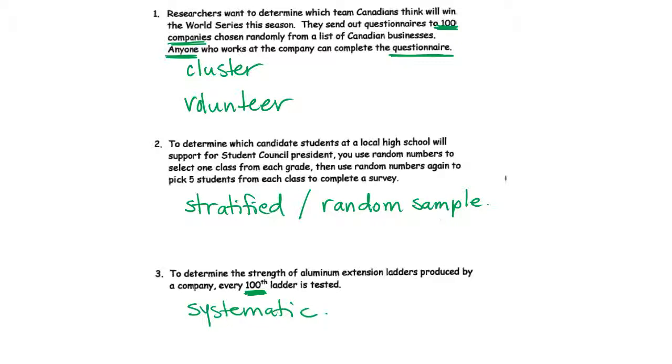Use random numbers again. And it could be the one that we talked about where we're drawing numbers from a hat, so it could be stratified, but it could also be the random sample. So sometimes these are hard to figure out, or there's a bit of overlap. Okay, because you're using random numbers to select one class and then using random numbers again to pick 5 students. So it doesn't say exactly, but maybe they're drawing names out of a hat or something like that. Okay, but they are making groups as well. Okay, and then this one's easy.